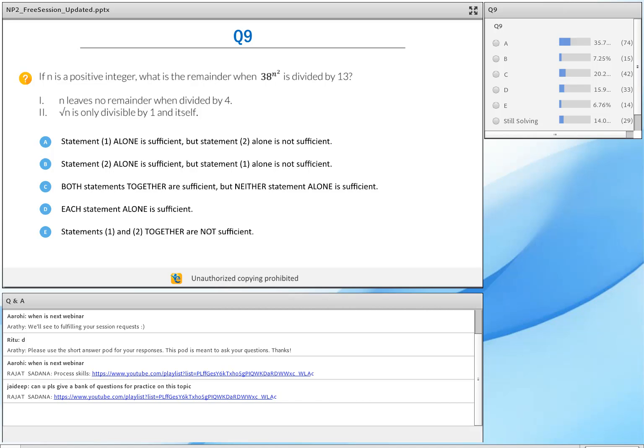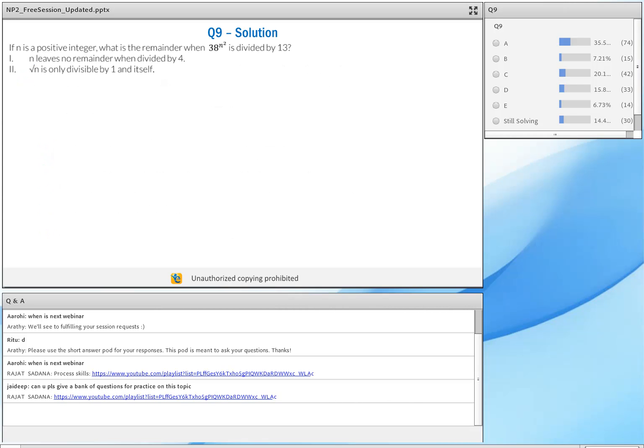So with that, let's solve this question. And again, this is the last question that we'll solve, and then we'll tell you what to do next. So what's given to us is that n is a positive integer, and the question asks us, what's the remainder when 38 to the power n square is divided by 13? Okay, so when you look at this term 38 to the power n square and you say 13, and you say, man, 38 is so close to 39, and 39 is divisible by 13, so this must be negative remainders.